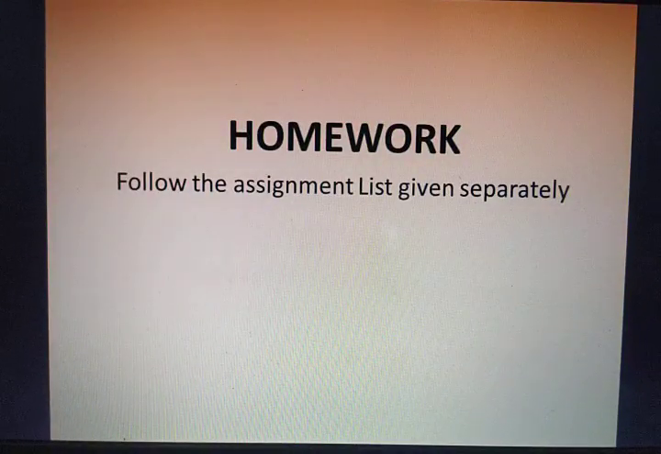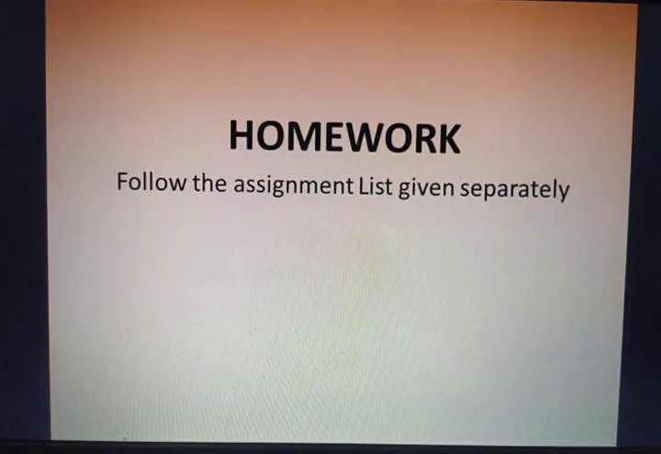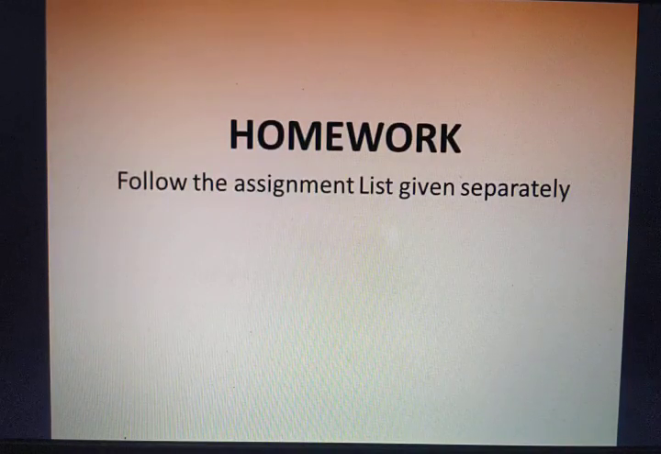So that's all for today's revision class, and it may be possible that I can do one more revision class with you based on this chapter and its real life applications. Okay, so this is the homework, and the assignment list is given separately. You may find it in your classroom.